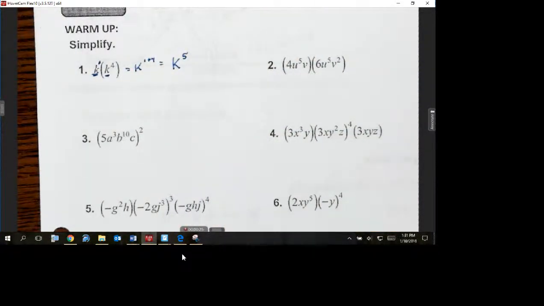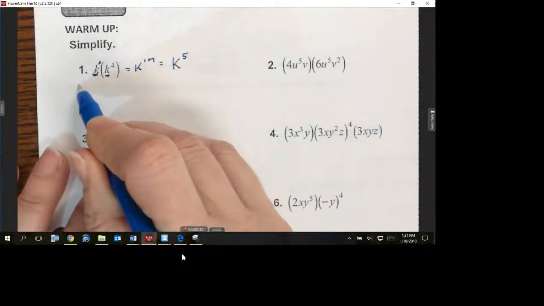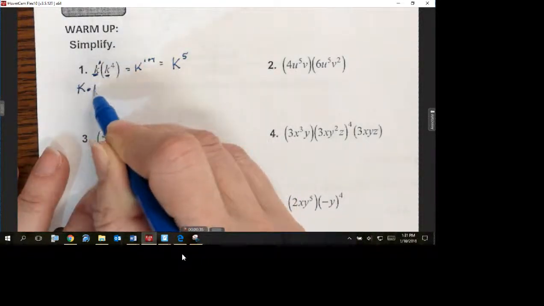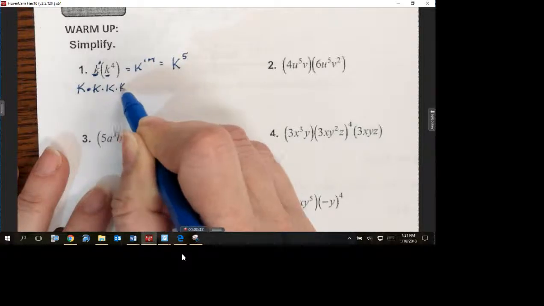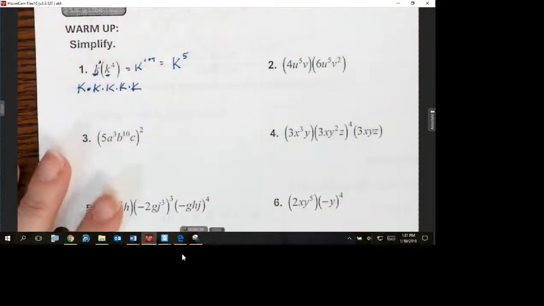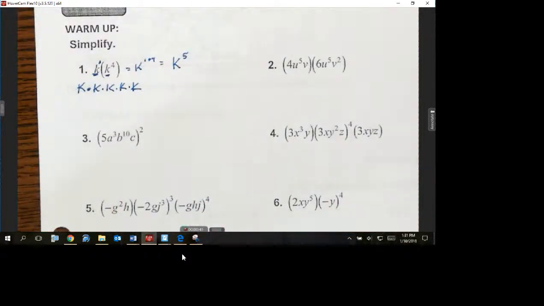Another way that you could see this, if you can't remember those rules, I don't care if you can't remember the rules. Another thing you could do is use expansion and say, well, this is k multiplied by k times k times k times k, k to the 4th. And then we condense it back together, and we have k to the 5th for our final answer. So if you don't remember the rules, you can always expand and then condense.